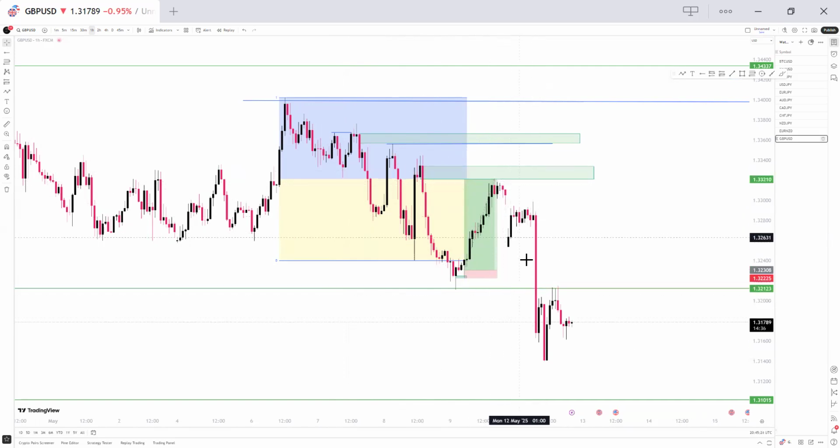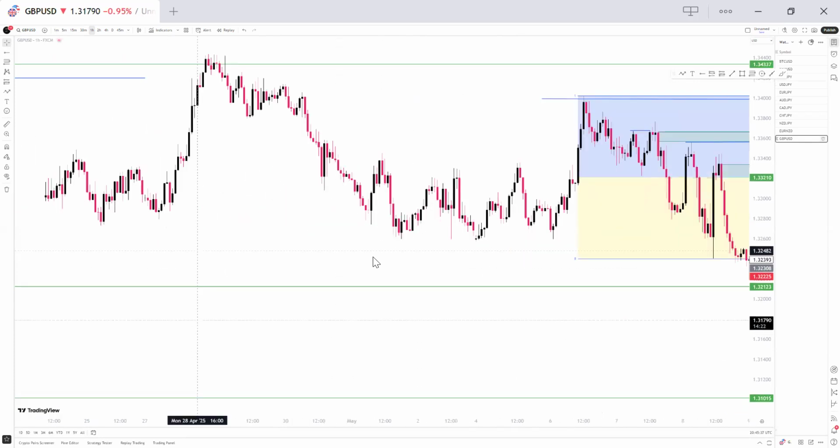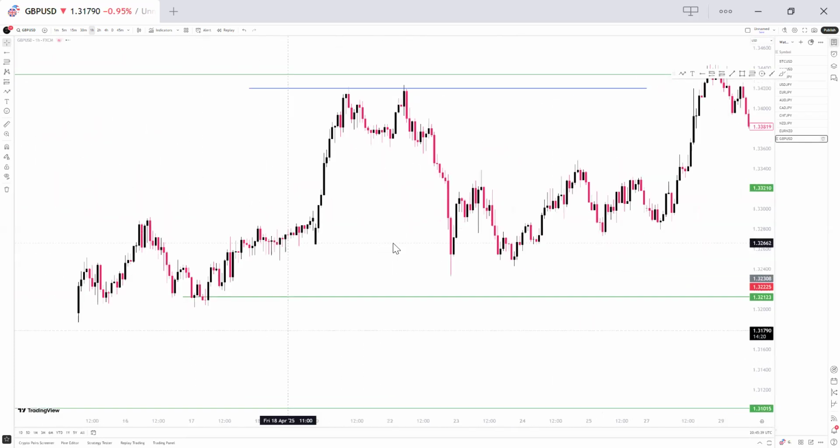I knew that price would respect that zone. I wasn't sure enough that price would go down up to this place. That's why I didn't take it. This is an order block too. You can see this is an order block. For this buy that I took here, it was a risky buy anyway.